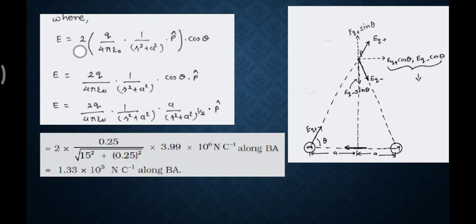So this is 2 times the electric field E of the cos component: 2q over 4 pi epsilon 0, 1 upon r square, cos component of p cap. You can apply our understanding of Pythagoras and trigonometry for cos, and you will get these numbers. This is what we needed: 2q over 4 pi epsilon 0 (r square plus a square). The 2 is here, and q is equal to 0.25. So this is the whole number we used.